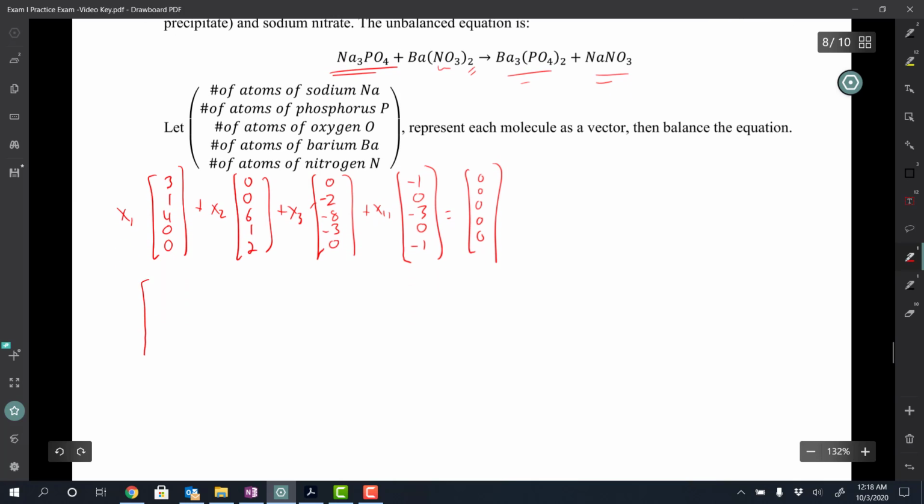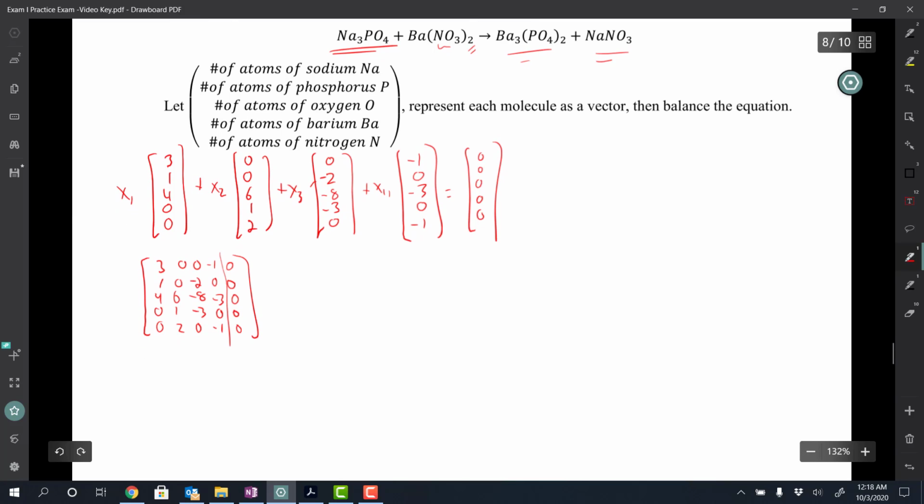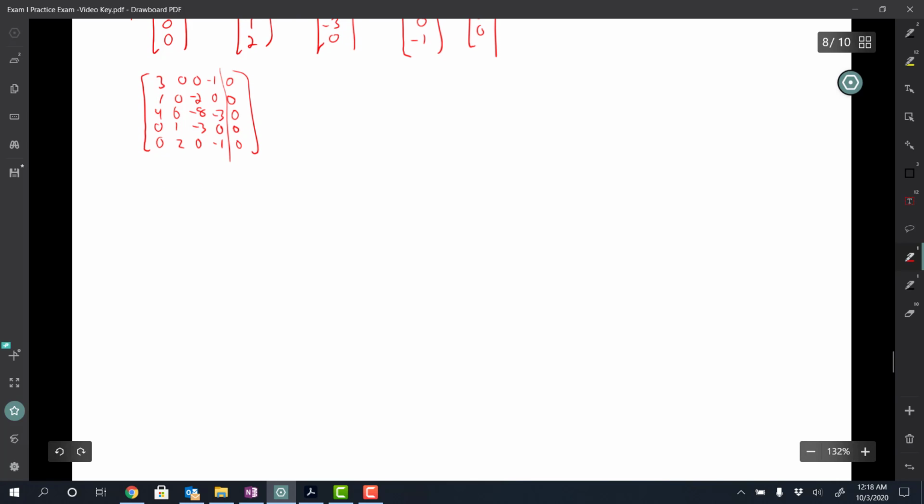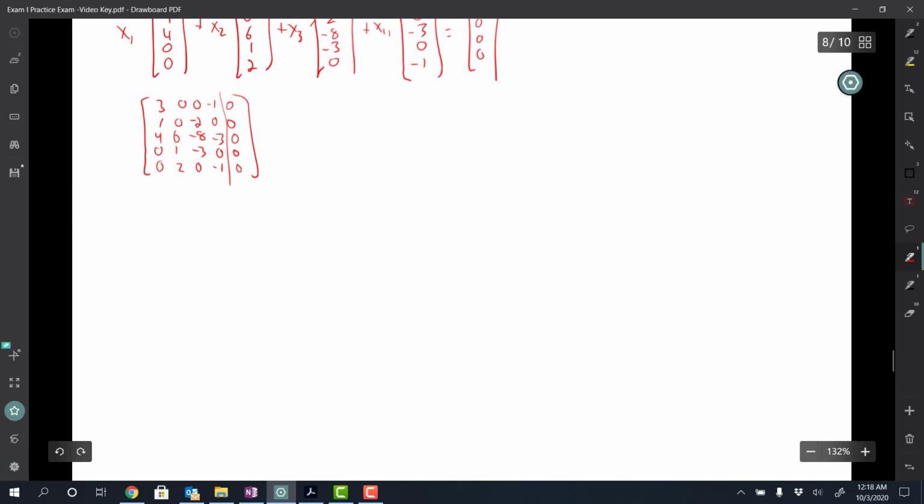So what I'm going to do is write my augmented matrix: 3, 0, 0, negative 1, 0, 1, 0, negative 2, 0, 0, 4, 6, negative 8, negative 3, and 0, 0, 1, negative 3, 0, 0, 0, 2, 0, negative 1, and 0. All right, so there's my augmented column. There's my matrix. Now I've got to find a way to do this row reduction. This row reduction might be a little bit tedious. Lots of different ways you can go through this. I always try to avoid fractions, so I'm actually just going to swap out row 1 and row 2.